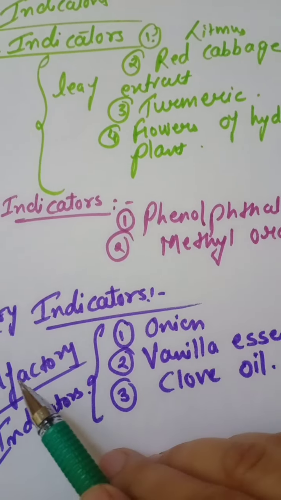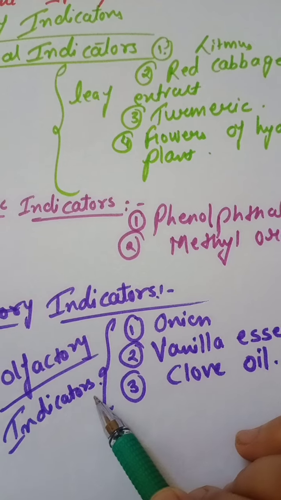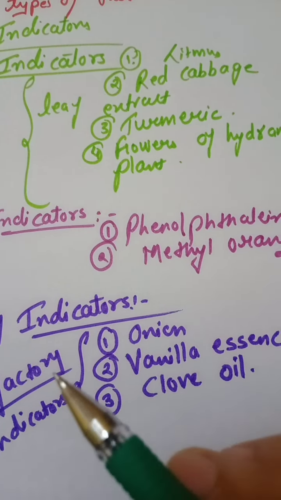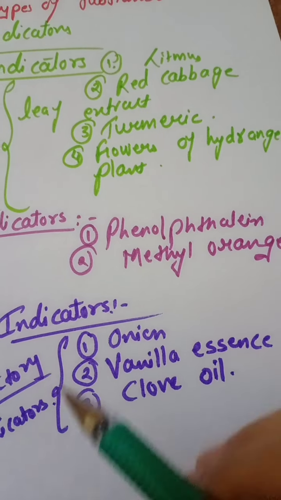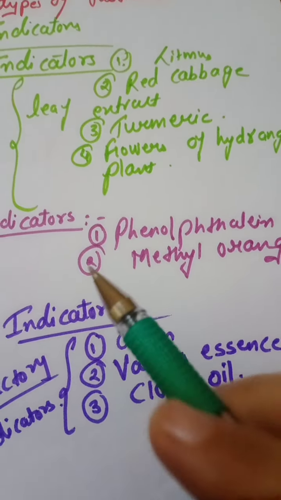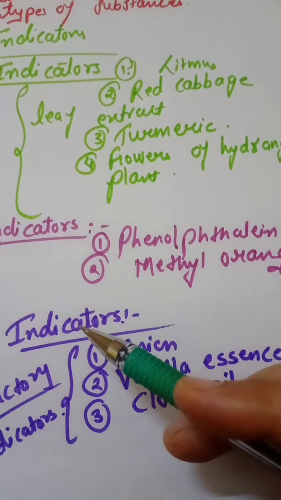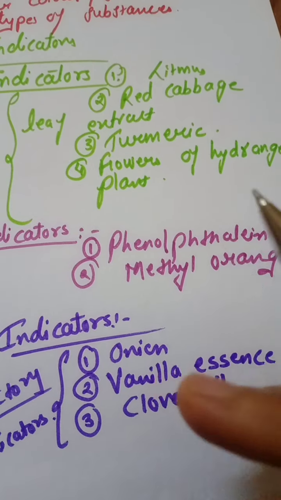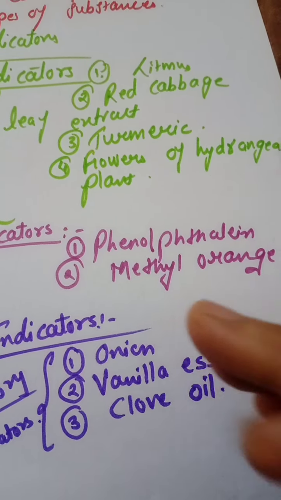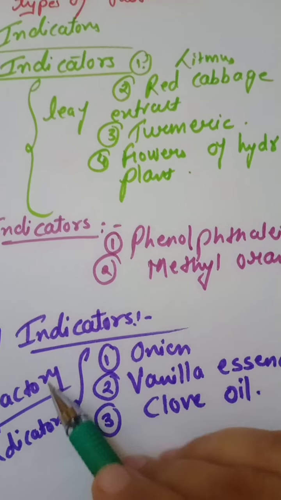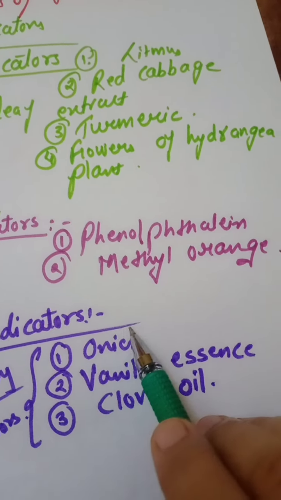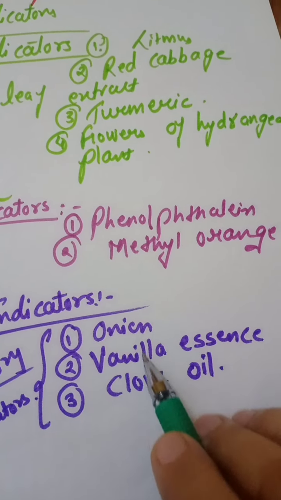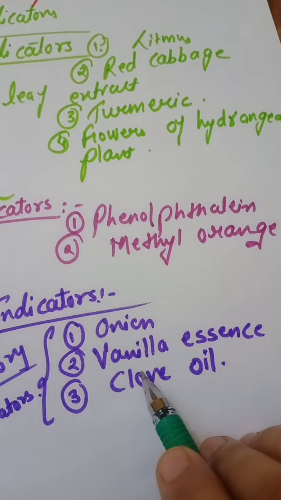The next type of indicators is olfactory indicators. What are olfactory indicators? These are the substances whose smell varies depending on whether they are mixed with an acidic or basic solution. That is known as an olfactory indicator. Examples: onion, vanilla essence, and clove oil. These are a few examples of olfactory indicators.